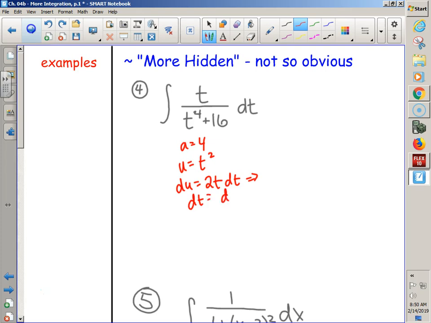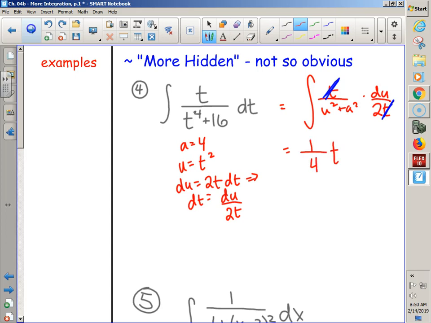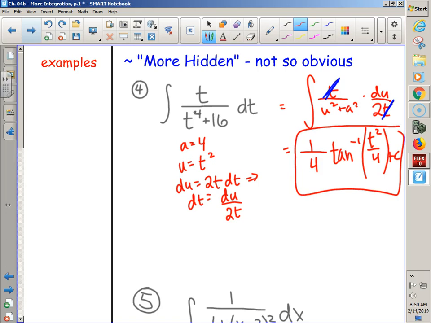Maybe you do, maybe you don't. But when we go to plug in, I can have my t over u squared plus a squared, which, addition is commutative, a squared plus u squared plus a squared. I'm good. That t does not cause a problem with my arctangent. He was actually necessary. So I do get 1 over u squared plus a squared after u sub, so therefore 1 over a, which is 4, tangent inverse or arctan of u over a, t squared over 4. You see it? It was a little more hidden. There was a variable on top, but still inverse trig.